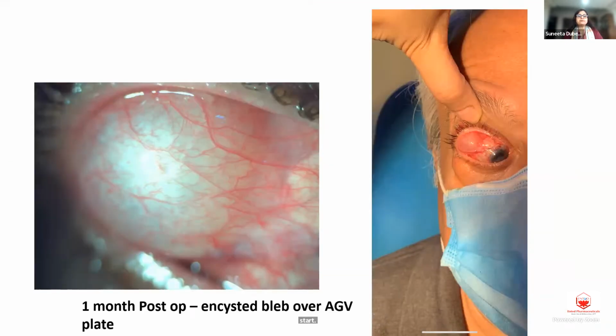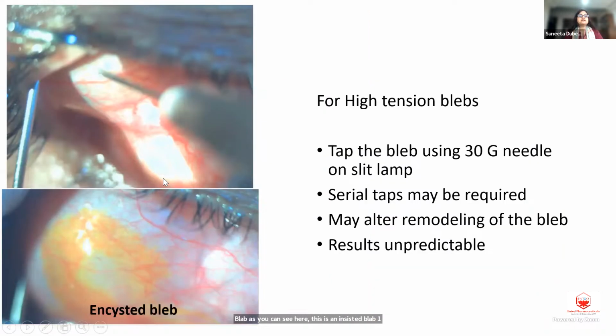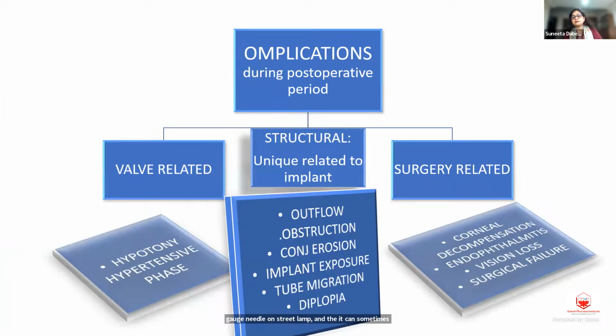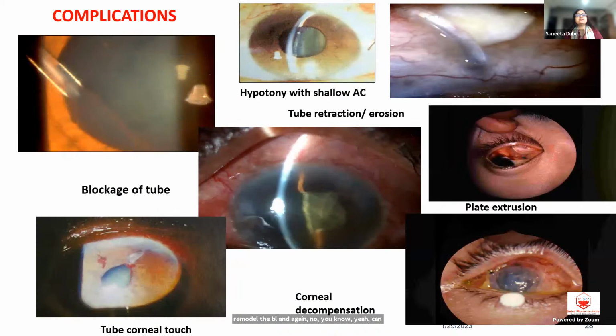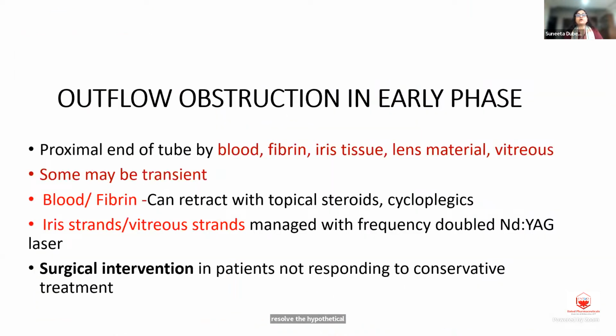And you can also tap this bleb, a very tense bleb, as you can see here. This is an encysted bleb, 1 month post-operative. And these high tension blebs, you can just perform tapping with a 30 gauge needle on the slit lamp, and it can sometimes remodel the bleb and resolve the hypertensive phase.